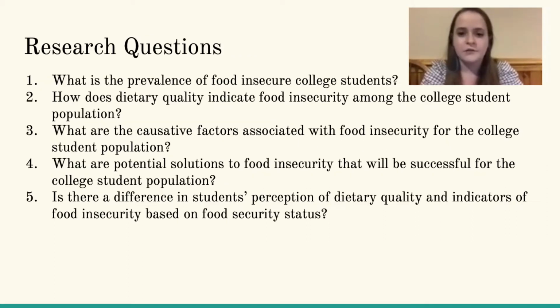The research questions were, what is the prevalence of food insecure college students? How does dietary quality indicate food insecurity among the college student population? What are the causative factors and potential solutions? And is there a difference in students' perception of dietary quality and indicators of food insecurity based on food security status?